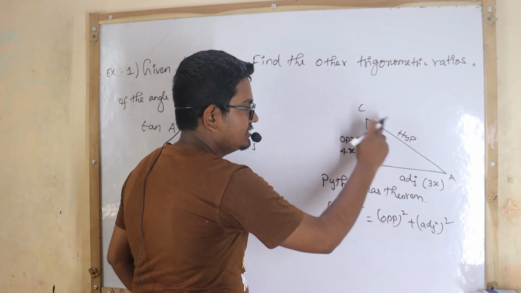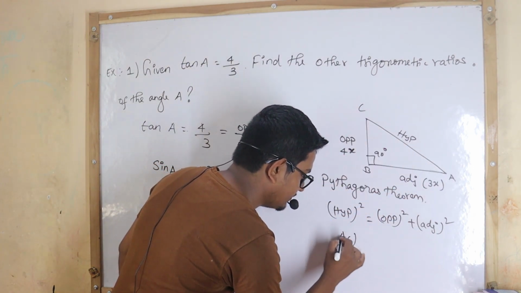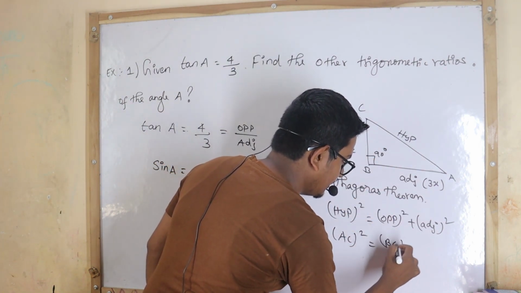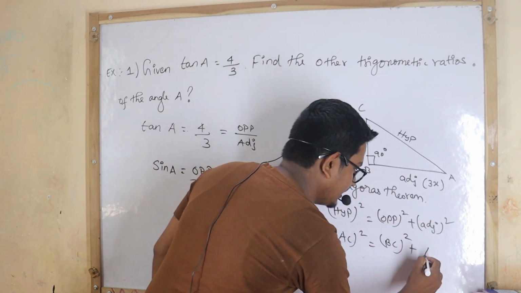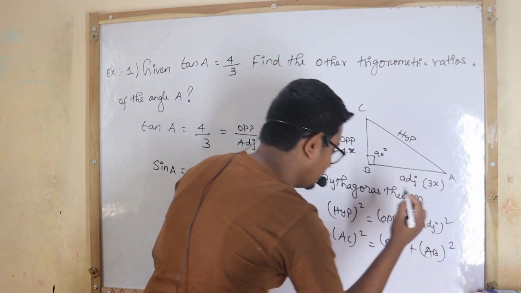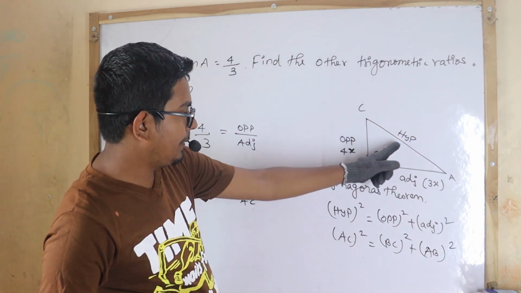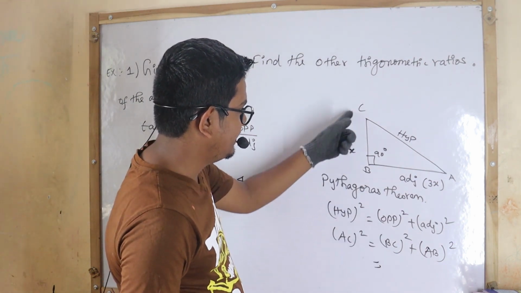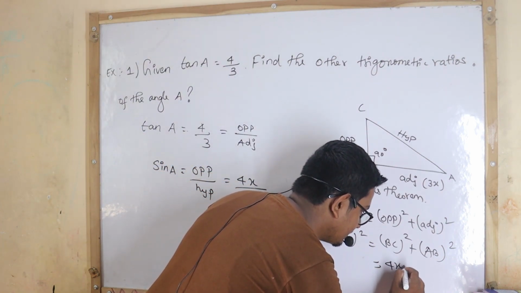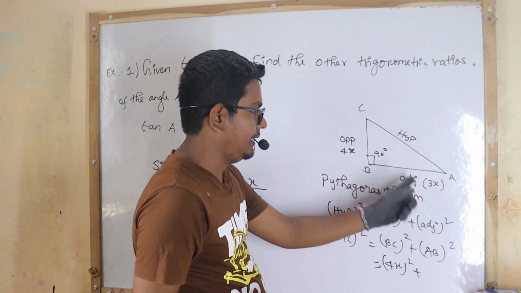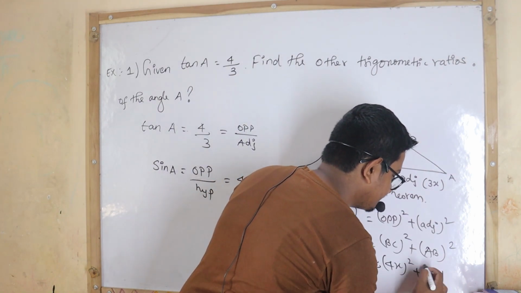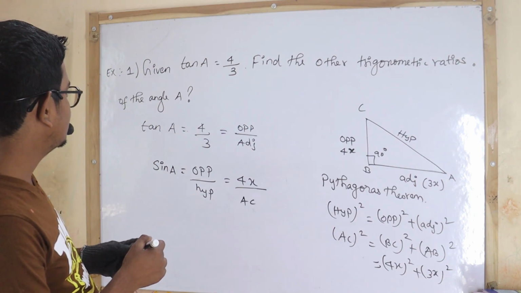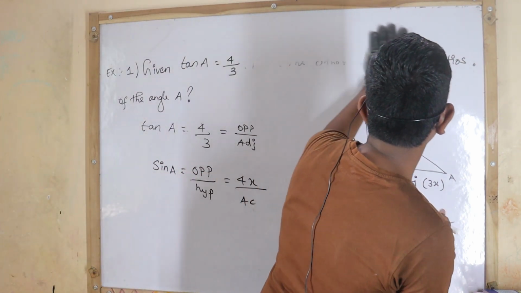As you can see here, what is the hypotenuse? Here AC square is equal to opposite, which is BC square, plus adjacent, which is AB square. So I am going to find the AC square. It is equal to BC, which is nothing but 4x whole square, plus AB, which is nothing but 3x whole square. Right? Here there is no space, so I'm just rubbing this question here.